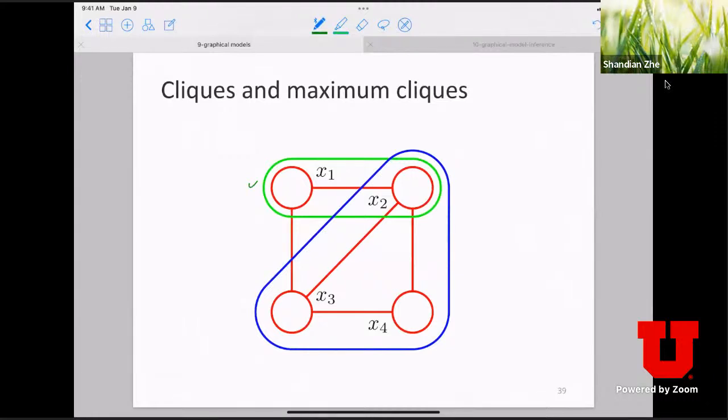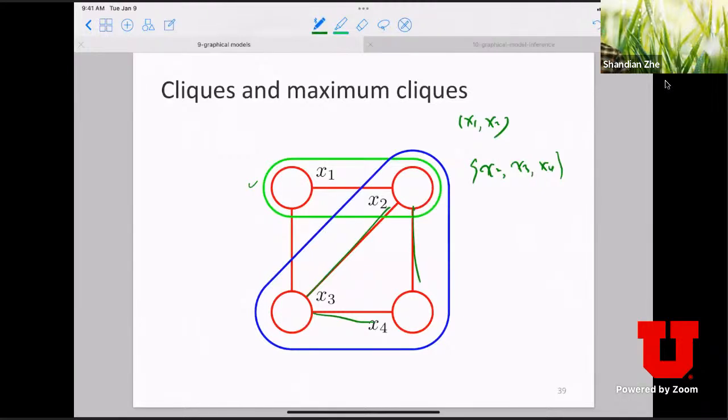Okay? So for example, the pair x1 and x2 is a clique. Why? Because there's only one pair, x1, x2, and they are connected by an edge. And x2, x3, and x4 is a clique. Why? Because for every pair of the nodes in this set, which includes x2, x3, x2, x4, and x3, x4, they're all connected by edges.